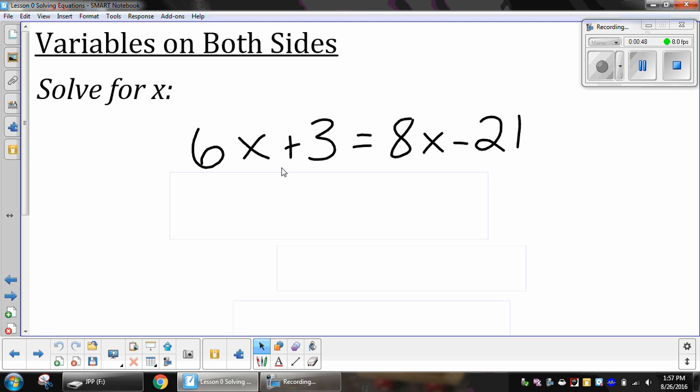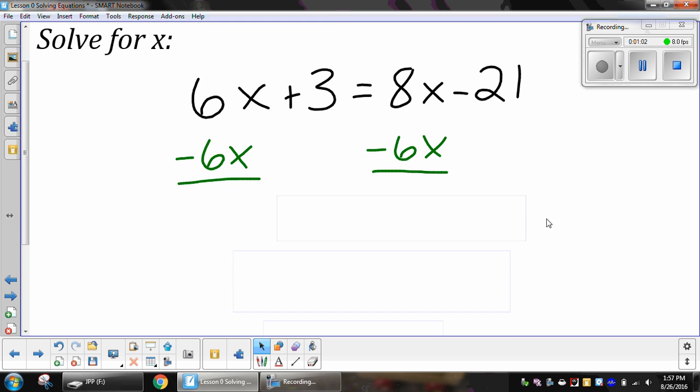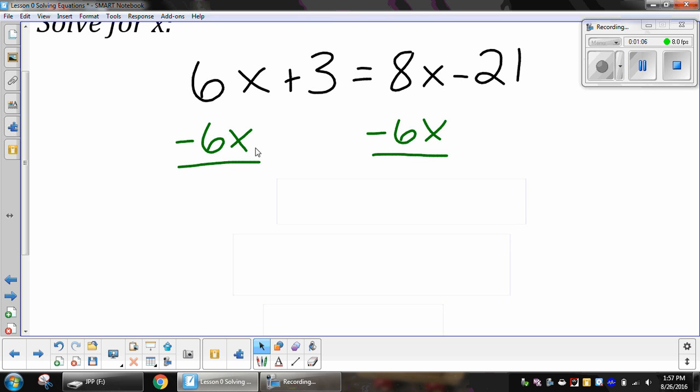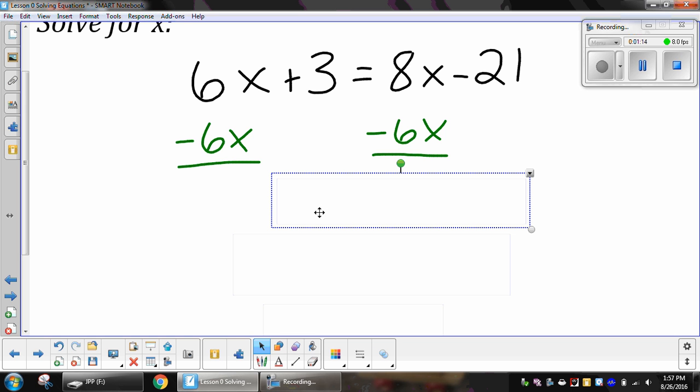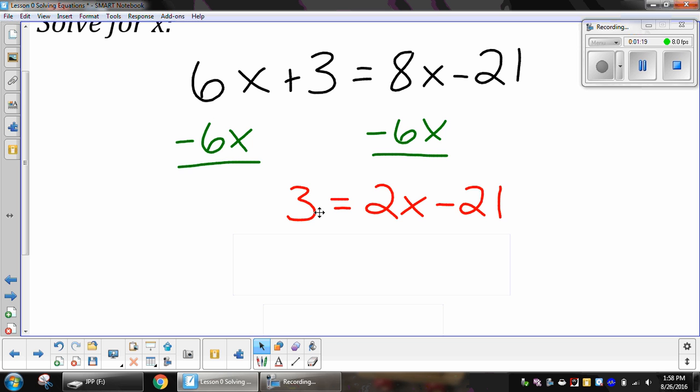So what I'd like to do is subtract 6x away from this side, which will cancel the 6x over here, and I'll combine it with the 8x over there. So on both sides I'm subtracting 6x, not just 6, because the x is attached to it. So when I do 6x minus 6x, that gives me 0, and I'm left with just the 3 there, and 8x minus 6x gives me 2x, and I still have the minus 21.